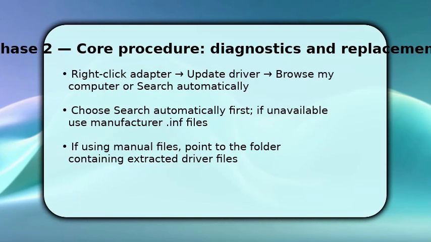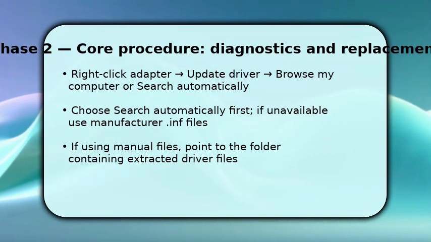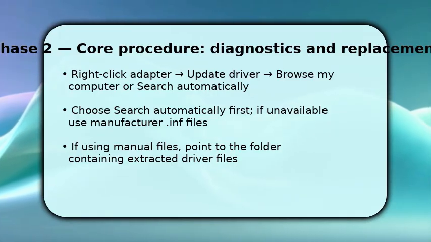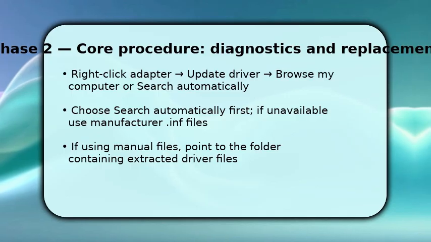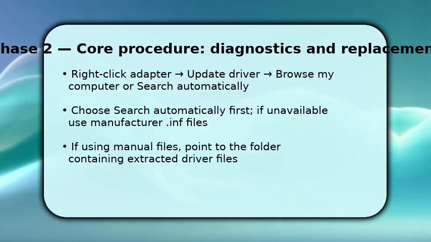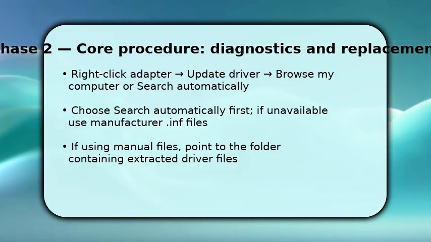You now update the driver. Right-click your network adapter and select Update Driver. Choose Search automatically for updated driver software to let Windows try first because it's the quickest path. If Windows doesn't find anything, pick Browse My Computer and point to the folder with the manufacturer files, this ensures the exact driver installs.